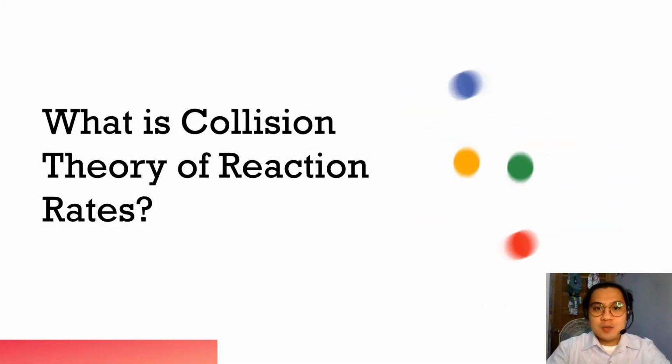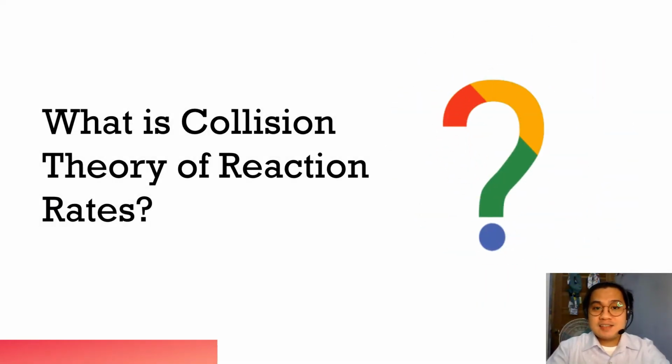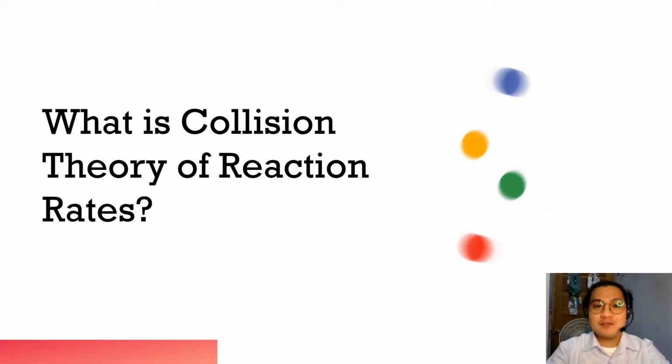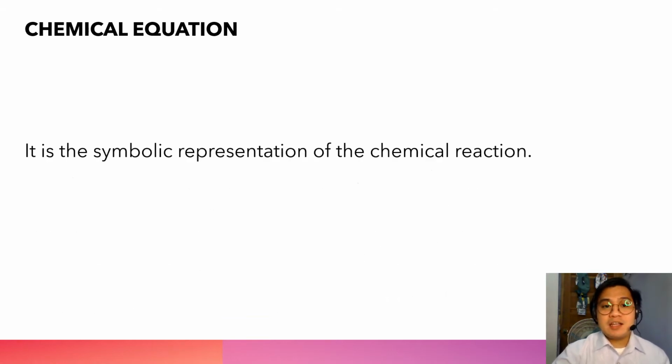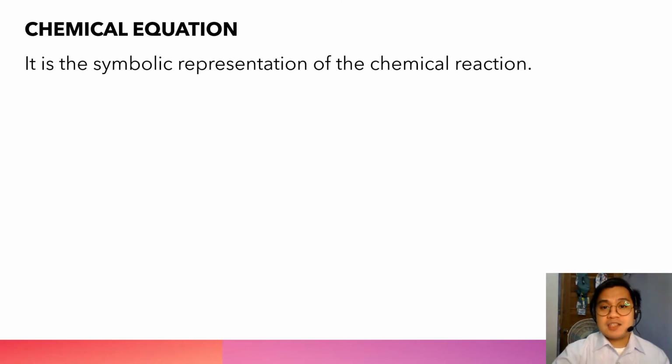The first guide question for our video lesson is, what is collision theory of reaction rates? Before we answer the first guide question, let's have this particular information. What is the meaning of chemical equation? Since this topic will be regarding chemical equation and chemical reaction. A chemical equation is the symbolic representation of the chemical reaction wherein all the chemical elements or substances involved are represented.